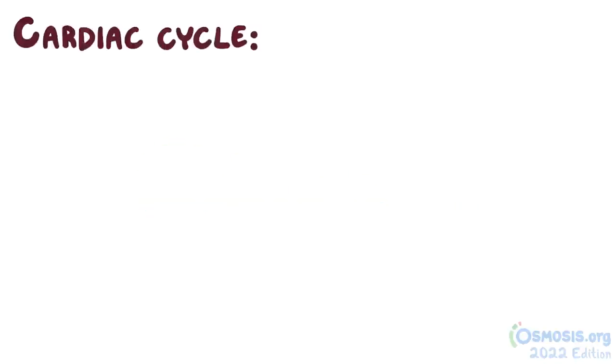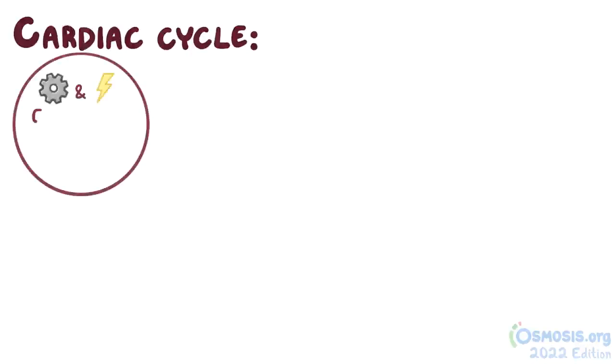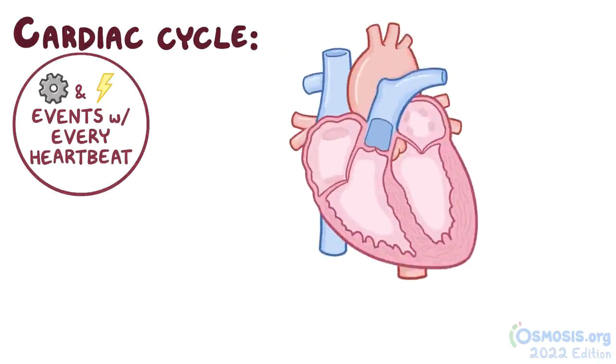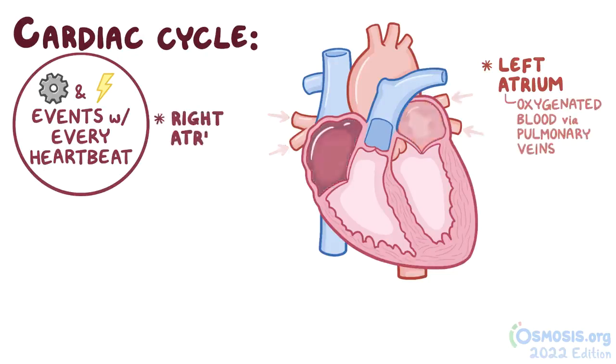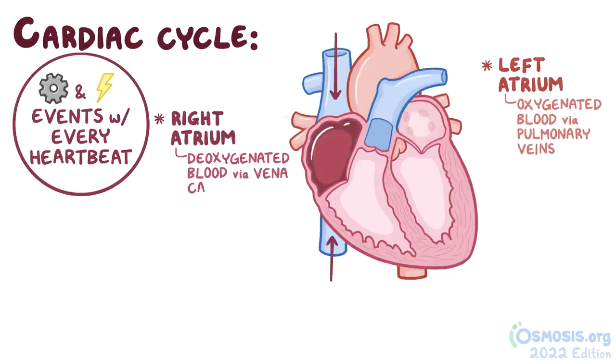A cardiac cycle is the sequence of mechanical and electrical events that occur with every heartbeat. Now, the heart is shaped like a cone, and it contains two upper chambers, called atria, and two lower chambers, called ventricles. Now, the left atrium receives oxygenated blood from the lungs via the pulmonary veins, while the right atrium receives deoxygenated blood from all of our organs and tissues via the superior and inferior vena cava.